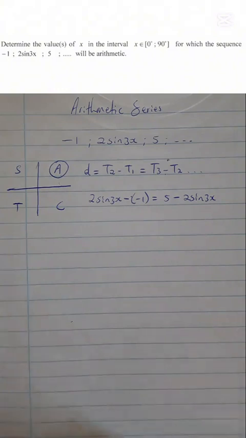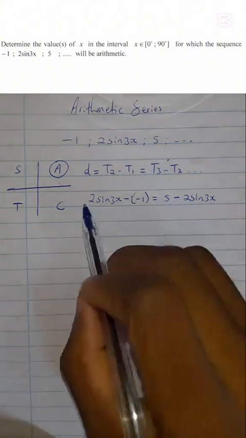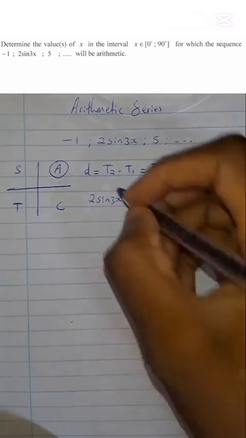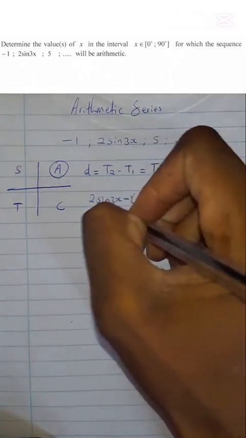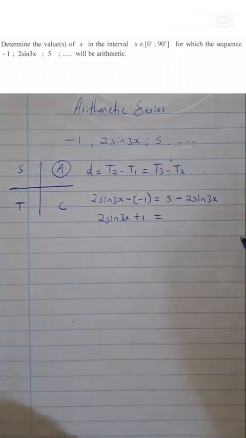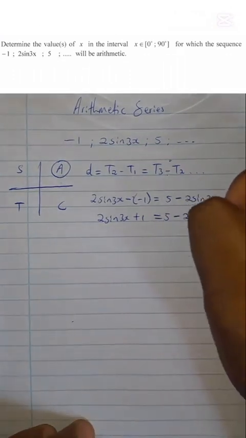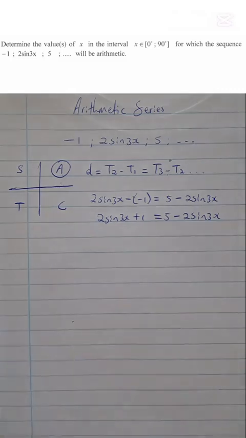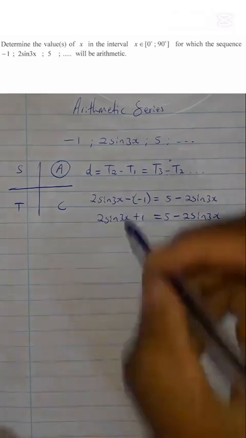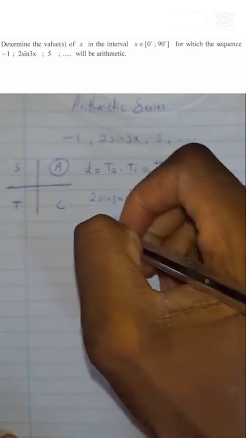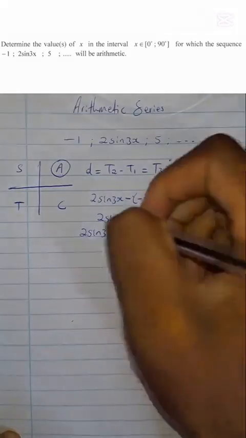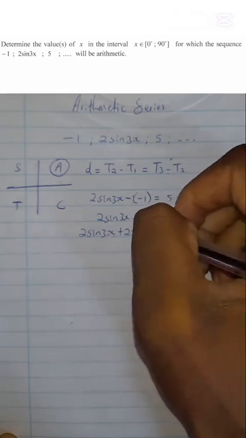Let us continue with our equation or our problem. So 2 sine 3x minus negative 1 is going to be equal to 2 sine 3x plus 1. So that's equal to 5 minus 2 sine 3x. Let us take everything that is sine on the same side, in this case the left hand side, and take everything that does not have sine, the constant, to the right hand side. So we're going to take negative 2 sine 3x to the left hand side, making it positive, right? So on the left hand side, we're going to end up with 2 sine 3x plus 2 sine 3x.